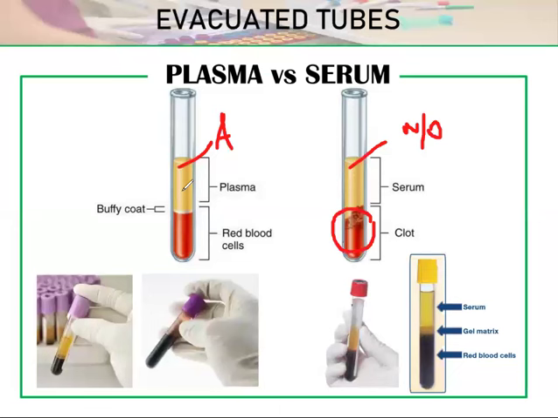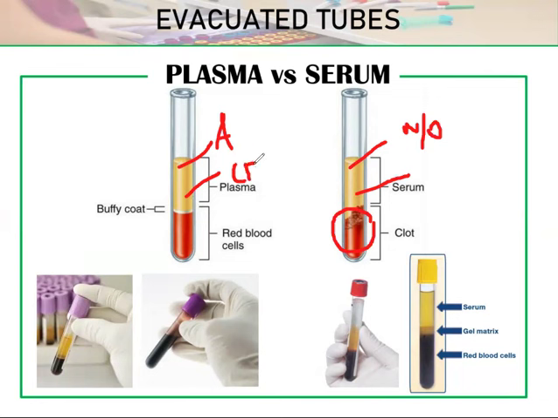Okay, therefore, our plasma is the liquid portion of our anticoagulated blood, or blood that has not clotted. Our serum, on the other hand, is the liquid portion of our coagulated or clotted blood. Another difference between serum and plasma is the presence of our clotting factors. Where are the clotting factors present? It's present in our plasma. CF is for our clotting factors.